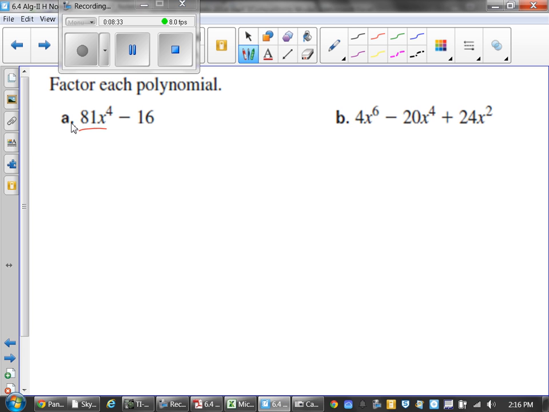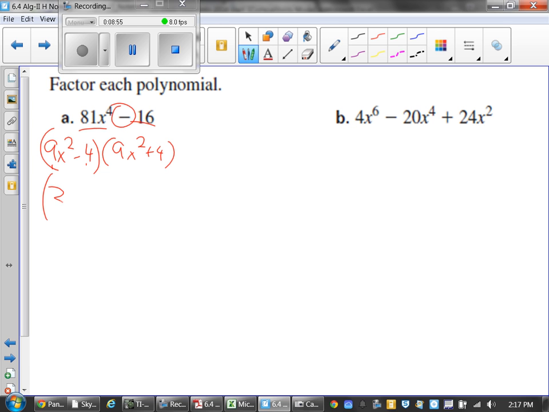Is this a perfect square? Yes. Is this a perfect square? Yes. Is this a subtraction symbol? Yes. What are my 2 terms? Once again, is this a perfect square? Is this a perfect square? Is that a subtraction symbol? What are my 2 terms?